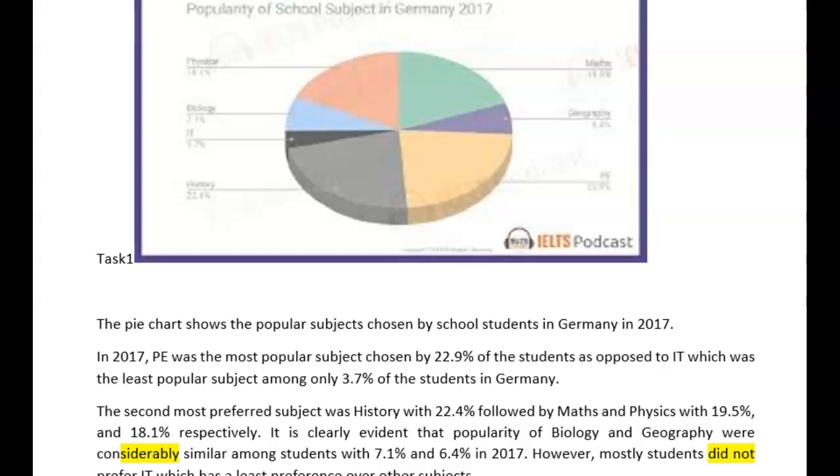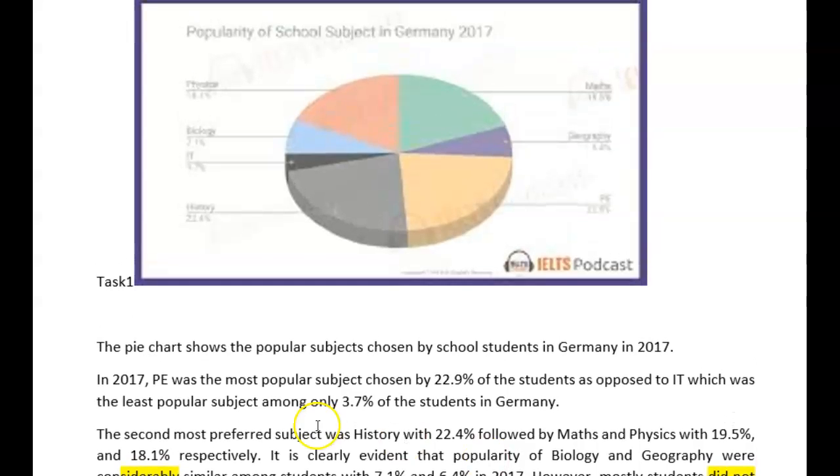Here we go. Yes, I know there's not much to say here, is there? The pie chart shows the popularity, or the most popular subjects would be better. We need to think superlatives and comparatives all the way through. The most popular subjects chosen by German school students, in 2017. In 2017, PE was the most popular.